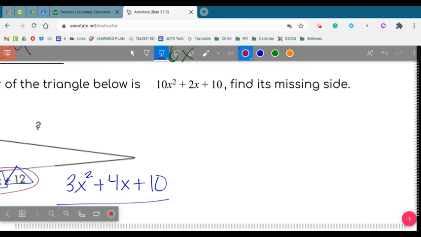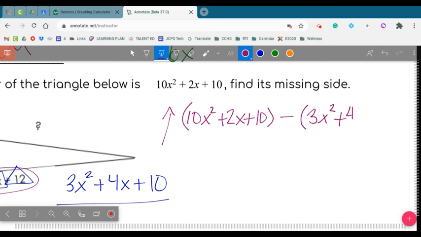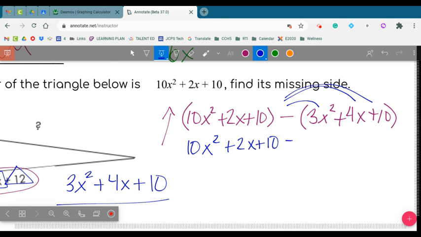I then am going to take and subtract this from the perimeter. So I'm going to have 10x squared plus 2x plus 10 minus 3x squared plus 4x plus 10. So your first step is to distribute your negative. So the front stays the same. That becomes a negative 3x squared. This becomes a negative 4x. And this becomes a negative 10.